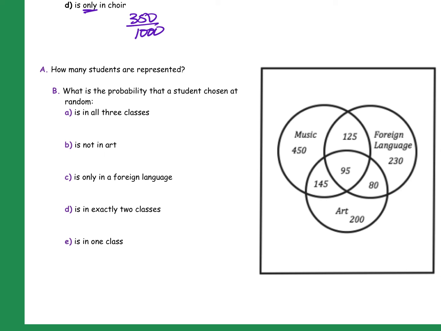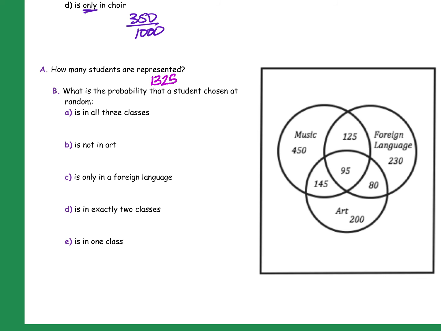Okay, so here we go. How many students are represented? For all 3 classes? No, for all the classes. How many students are represented? 1325. Beautiful.